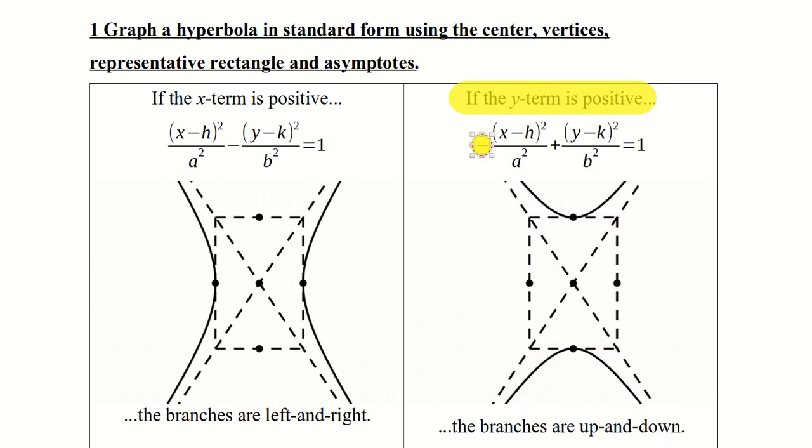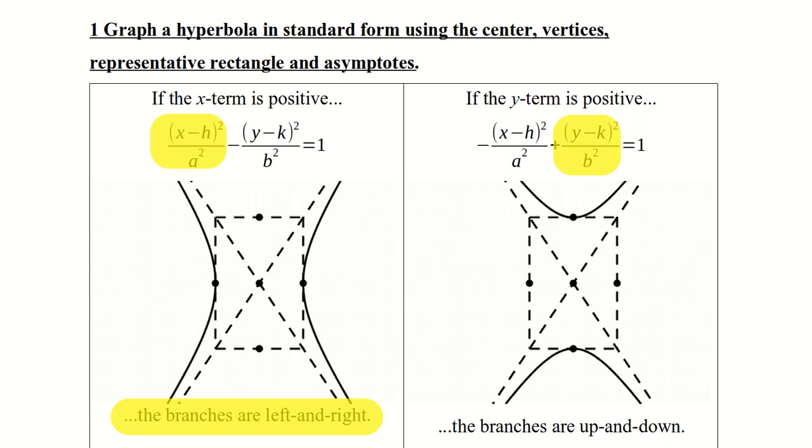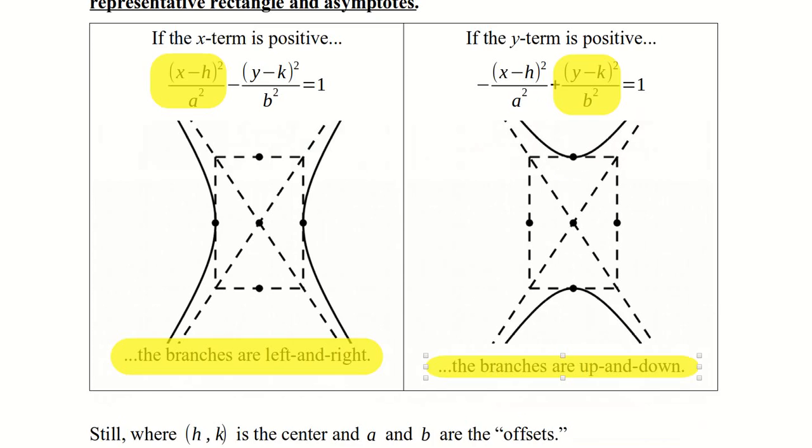I want to point out how you can tell which is which at a glance. Take a look back at that first example. The x term is the positive term, and we get to the branches by going right and left. That is the x direction. So if the x term is positive, we go left and right to get to our branches. If the y term is positive, as in our second example, then to get to our branches, we go in the y direction. That is up and down. So a nice way to know exactly which branches you've got.